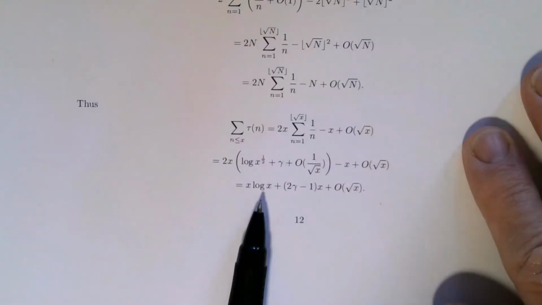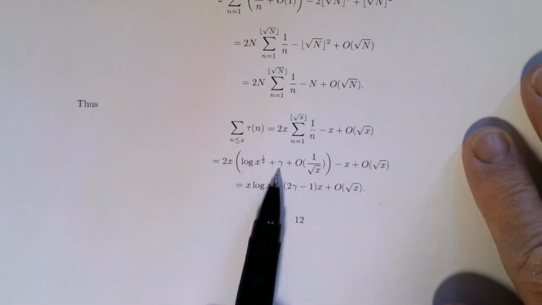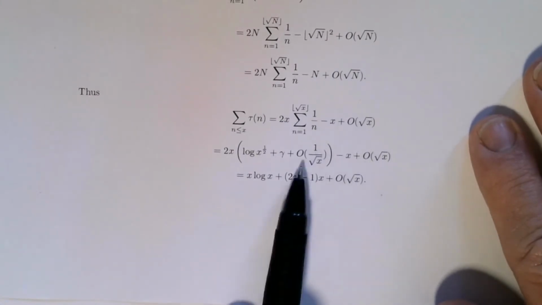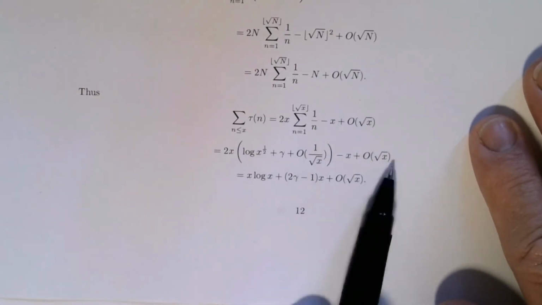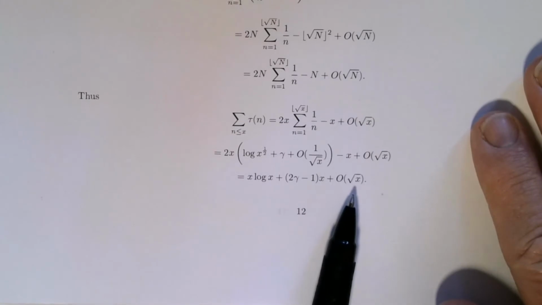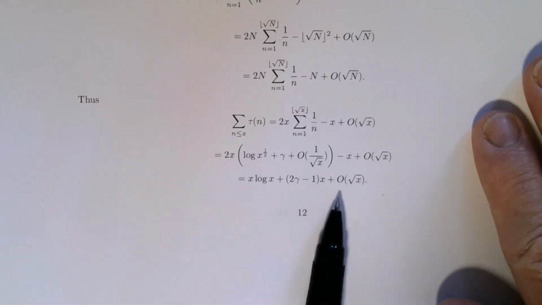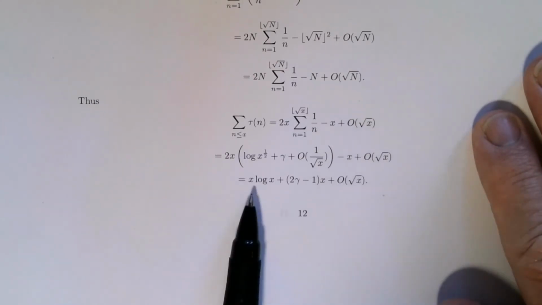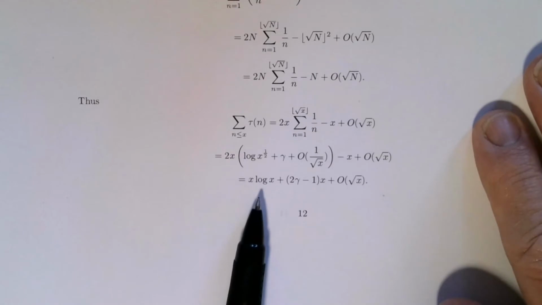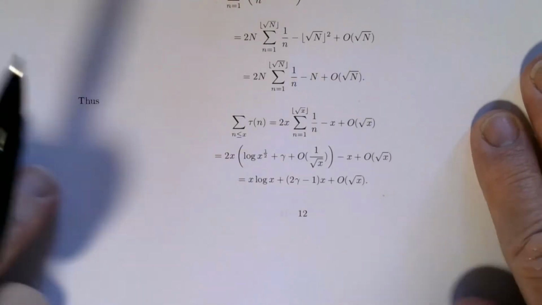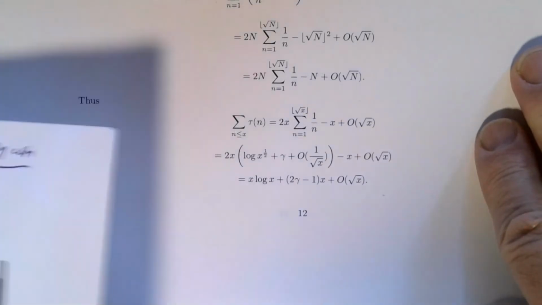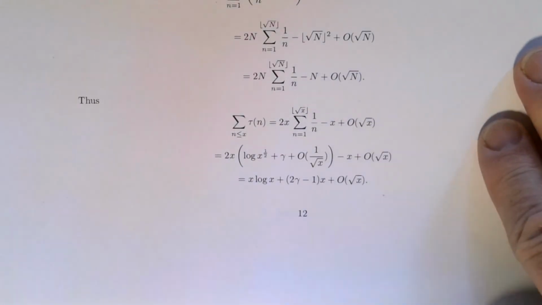I'm going to get x times (2 gamma minus 1), and then I can combine these together, since big O(1 on root x) and big O(root x) is big O(root x). And that's the desired result. And so once again, if we take the average then and divide this by x, we see that the average is roughly log x. So that is a very nice result. That goes back, as I said, to Dirichlet.